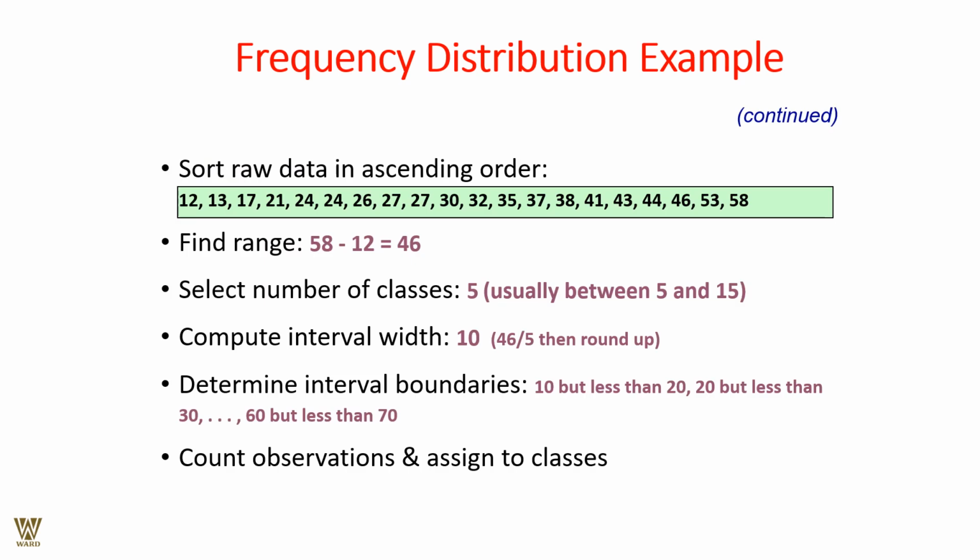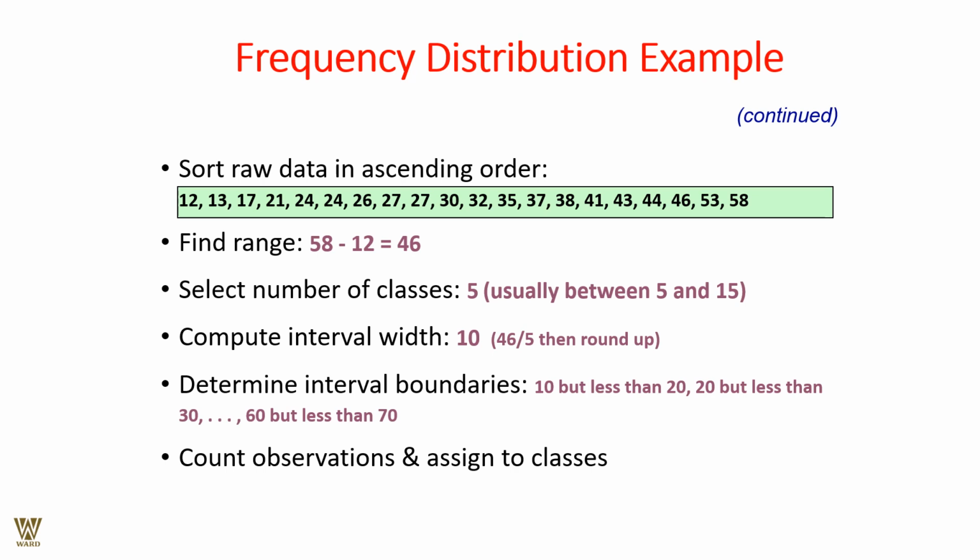Sort those raw data in ascending order. In the Pareto method, we were following descending order. Out here, it is in ascending order, and then start finding the range. Now, how do you find the range? The highest data subtracted by the lowest one. Out here, if you look into it, 58 degrees Fahrenheit is the highest and 12 degrees Fahrenheit the lowest.